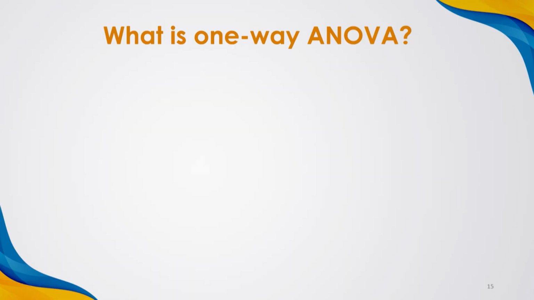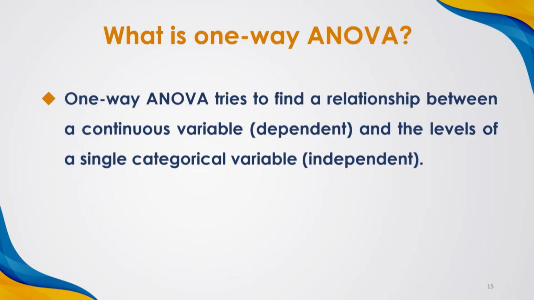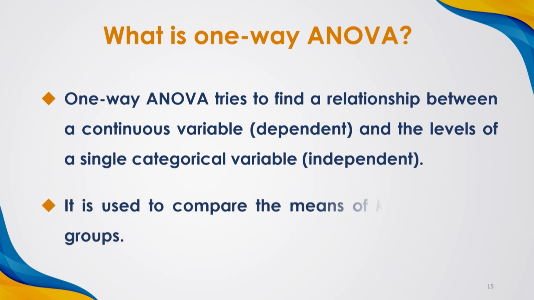What is one-way analysis of variance? One-way analysis of variance, often abbreviated as ANOVA, tries to find a relationship between a continuous variable, often called the dependent variable, and the levels of a single categorical variable, often called the independent variable. It is used to compare the means of k independent groups.